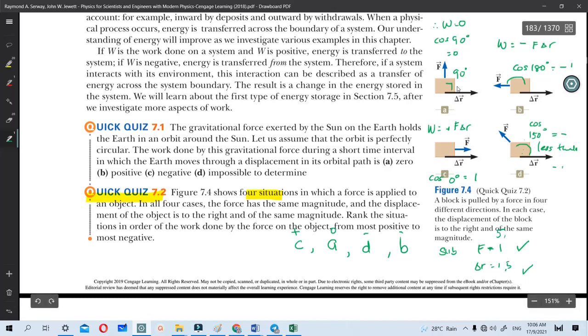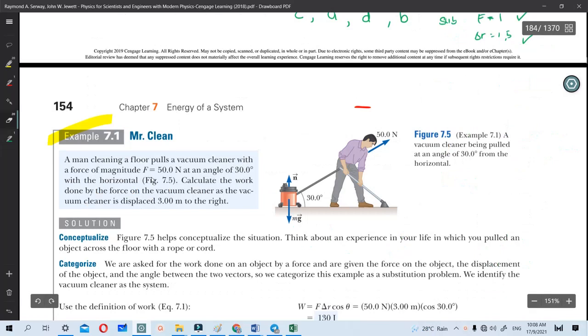Now, in Example 7.1, Mr. Clean here, we will find that the vacuum cleaner is our object of interest. And the guy is the environment. So it would turn out something like this. Work is done by the man, because he is using his energy to pull the vacuum cleaner, and by pulling the vacuum cleaner it experiences displacement, and later on you will find that it's also going to experience changes in its own speed.